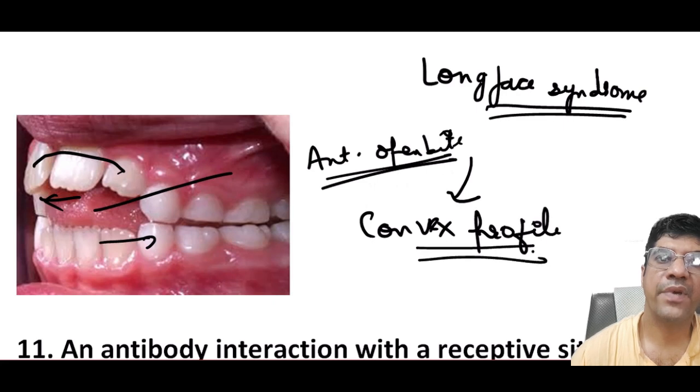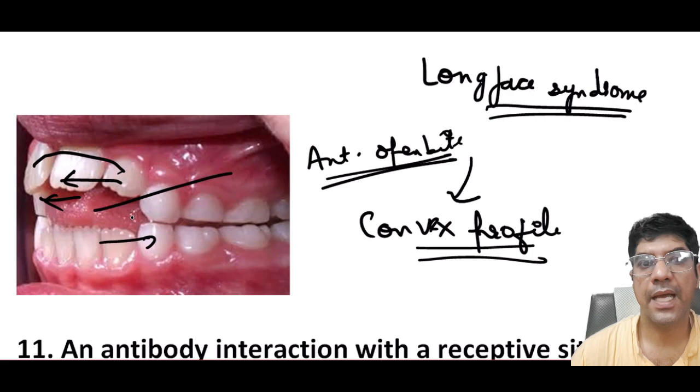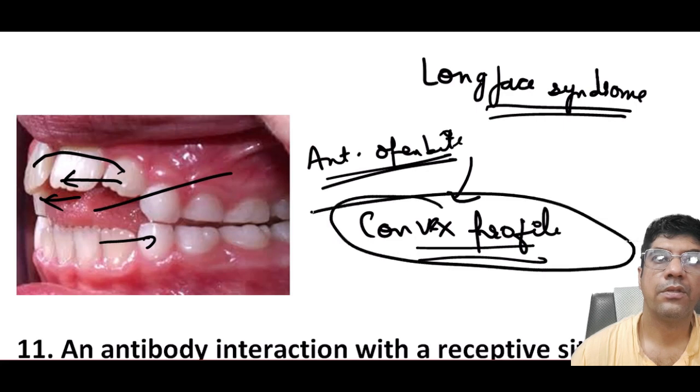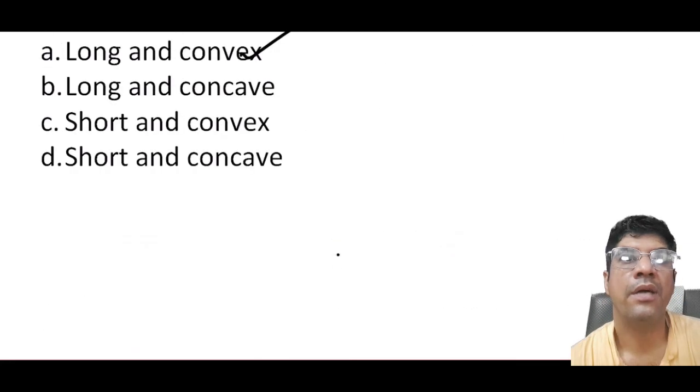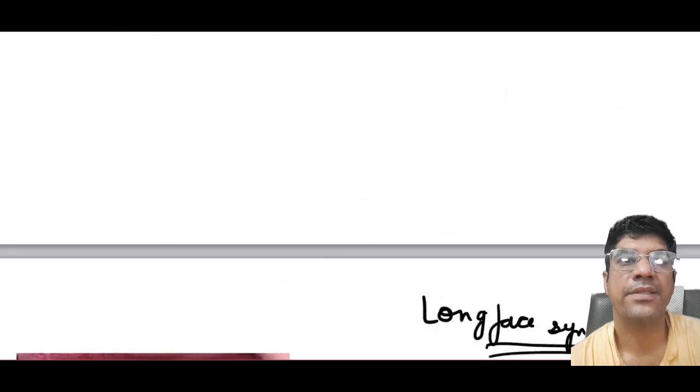Now the convexity is due to the forward position of the upper jaw relative to the lower jaw. So thumb sucking habits in children result in a long and convex facial profile due to the dental and skeletal changes it induces. So the answer would be long and convex.